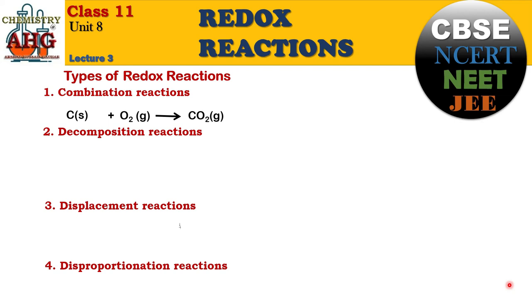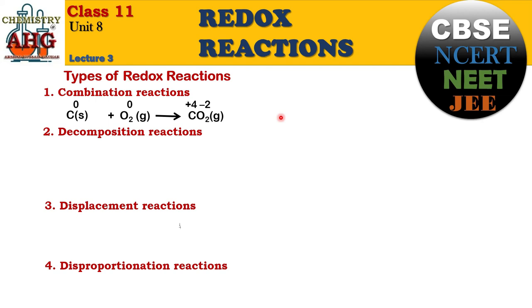Now how will you decide whether this is a redox reaction or not? Write down the oxidation state of each atom. What you can see, during this reaction, carbon's oxidation state is increasing from 0 to positive 4. So carbon is undergoing oxidation. Oxygen's oxidation state is decreasing. Oxygen is undergoing reduction. So this is a combination reaction that is a redox reaction.